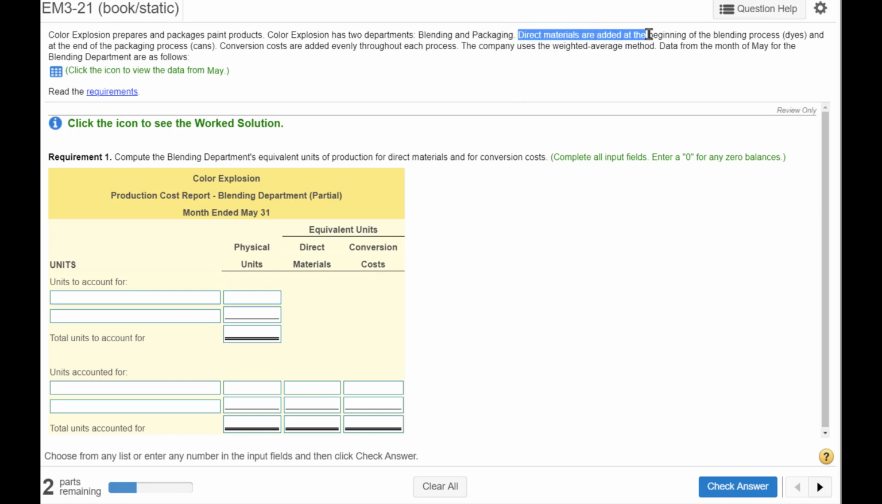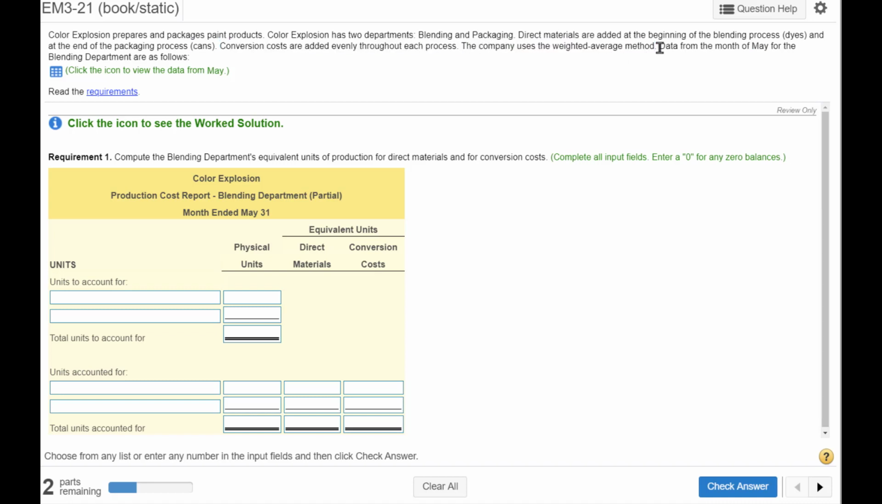Direct materials are added at the beginning of the blending process, dyes, and at the end of the packaging process, which is cans. So they're going to make some paints, add some dyes in the blending department, and in the next department, the packaging department, they add the cans at the end of the process. Conversion costs are added evenly throughout each process. The company uses the weighted average method.